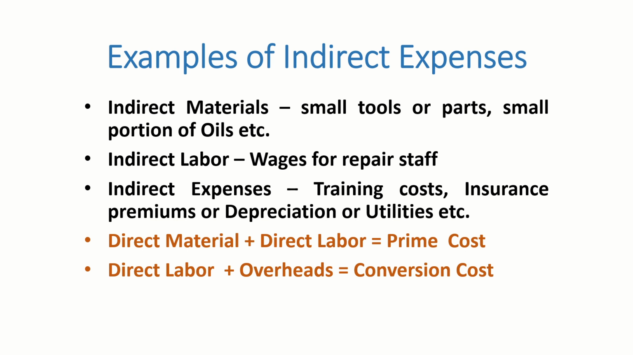So we just saw what are indirect materials, indirect labor, and indirect expenses. Here these two formulas, please keep in mind. When you sum up direct materials and direct labor, that becomes prime cost. When you sum up direct labor and overheads, that becomes conversion cost. I faced this question, what is conversion cost, when I attended an interview at Shell in Chennai. Conversion cost is the cost we incur to convert raw material into production. So conversion cost is direct labor plus overheads.